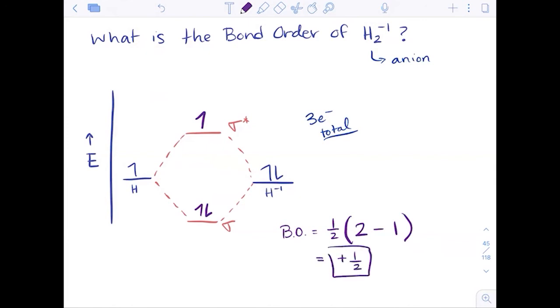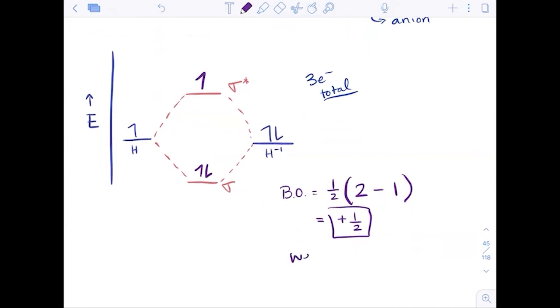Yes, hydrogen diatomic anion does exist. But guess what? It's weaker than the normal H2 diatomic molecule. Why? Because the bond order is lower. The higher the bond order, the stronger the molecule's bond is. Therefore, the more stable the molecule.